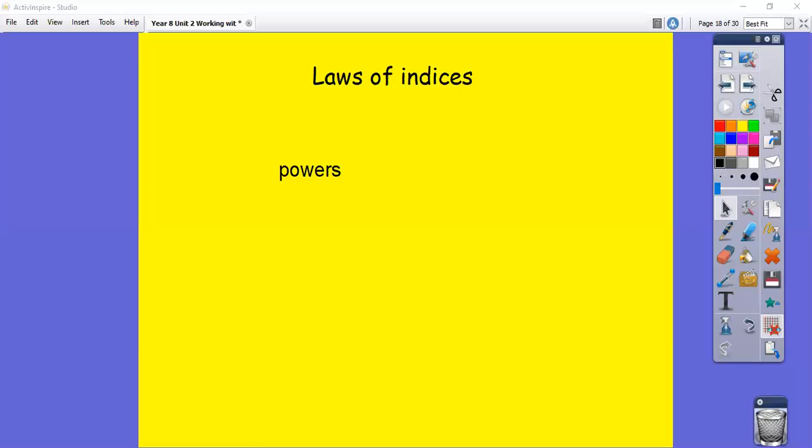Now the negative indices, we won't look at that. We'll come back to these later on. But for now, it's sufficient that we've got the first three laws. When we're multiplying numbers in index form, we add the powers. When we're dividing numbers in index form, we subtract them. And then the third rule is anything to the power of 0 is 1.